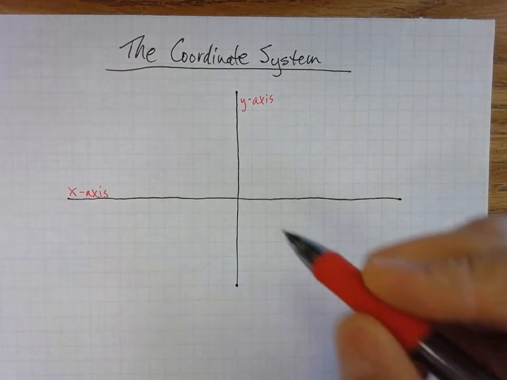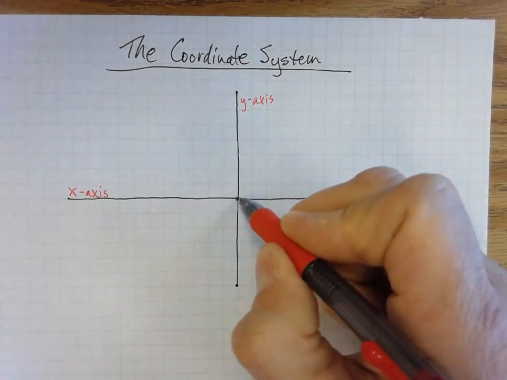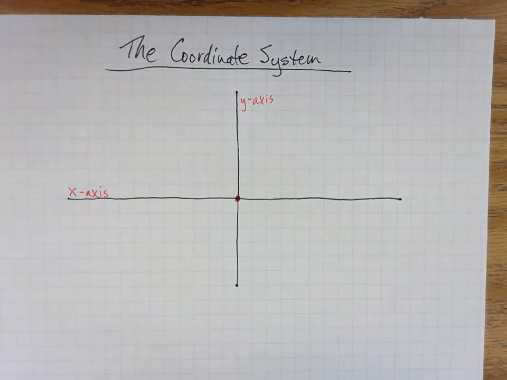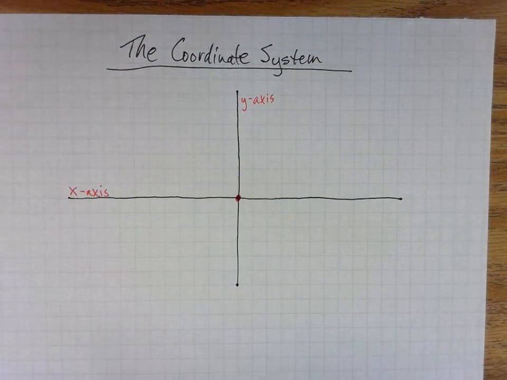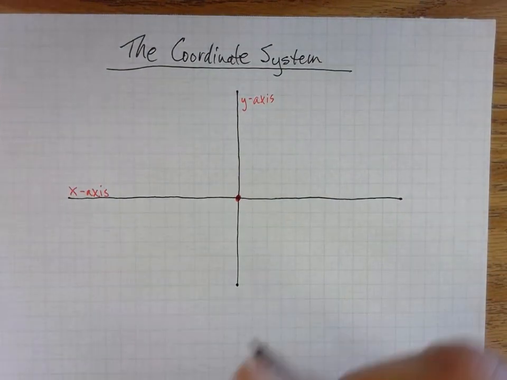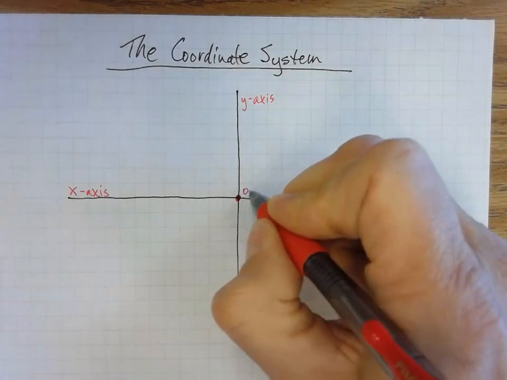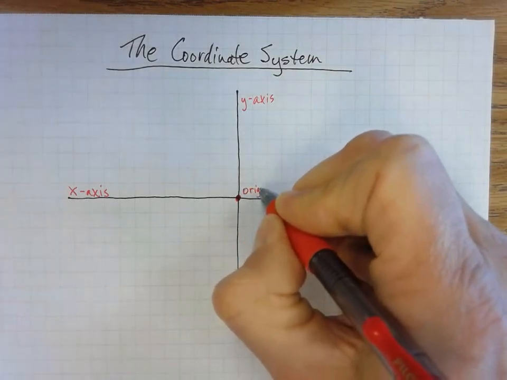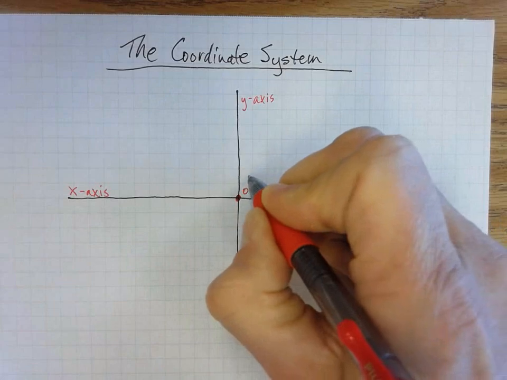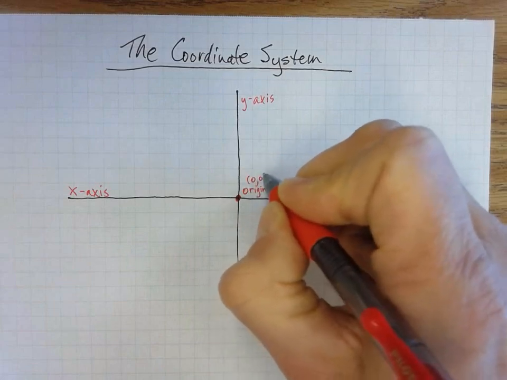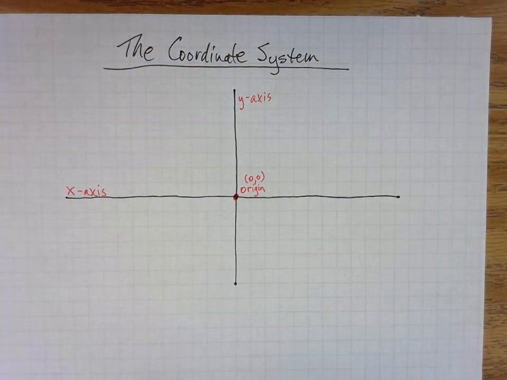Now, the question is, do you know what that point is right there in the middle where the x-axis and y-axis cross? That actually has a name as well. Anybody know? That is the origin. And the origin, of course, is at 0, 0. So it all starts there, okay?